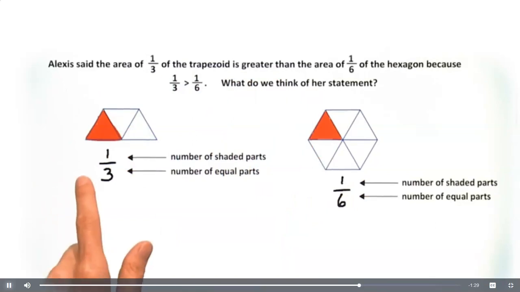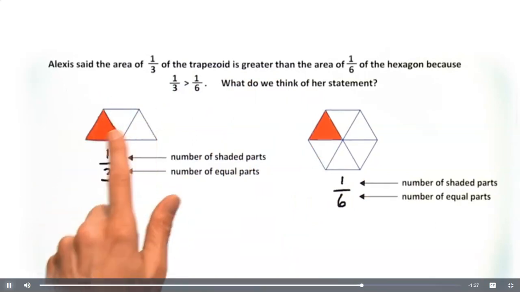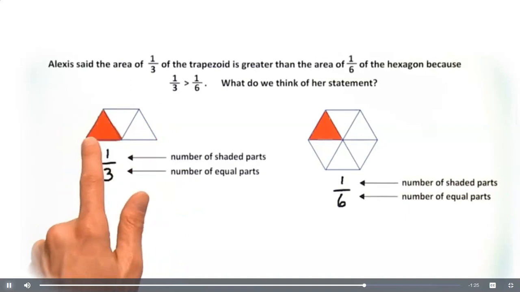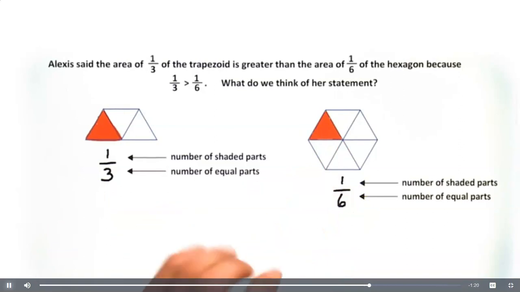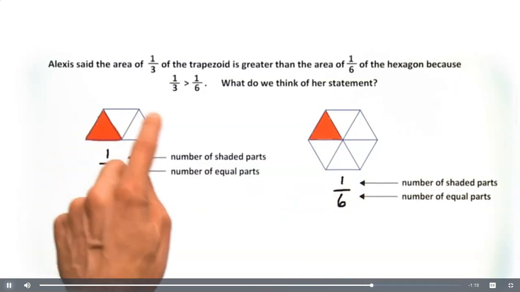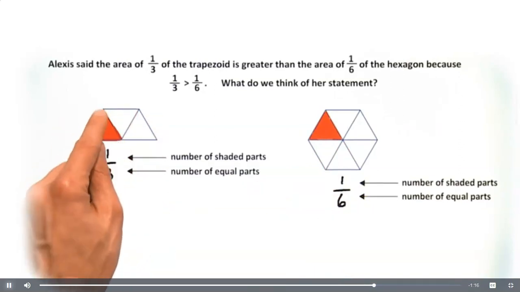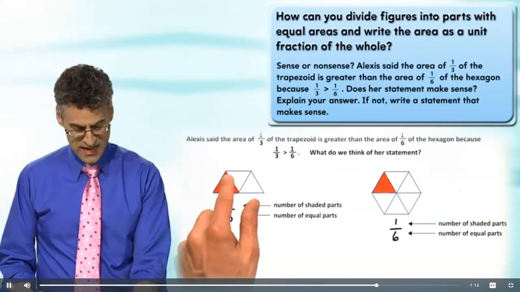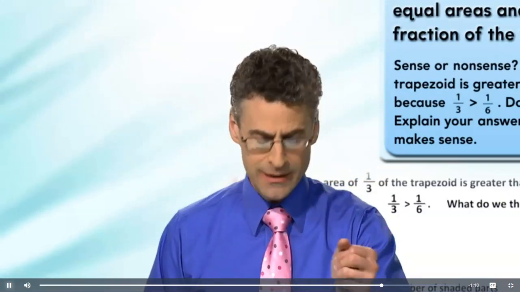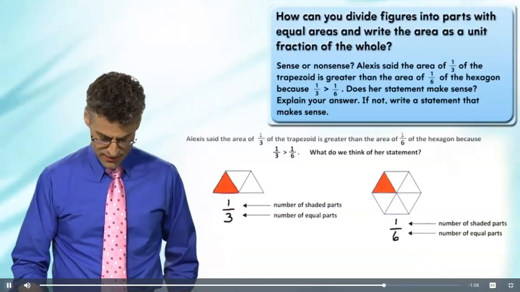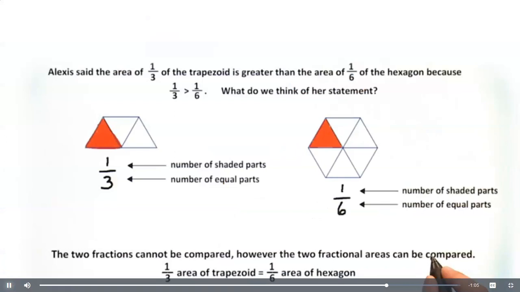And in fact, we can say that 1/3 of this trapezoid, which is this, is actually going to be equal to 1/6 of this. To be very precise, 1/3 of the area of the trapezoid, exactly that red region, is exactly the same size as the area of the red region here. So here's what we might say. We could say the two fractions cannot be compared, because it's got to be 1/3 of something compared to 1/6 of the same something. So that's no good.